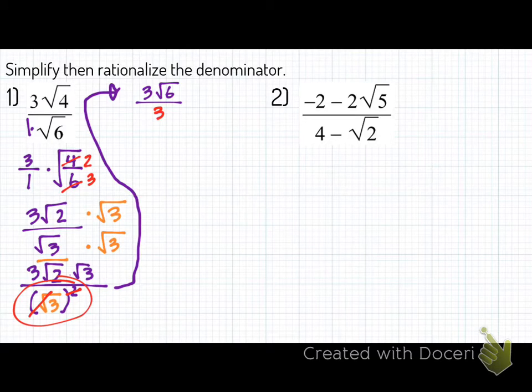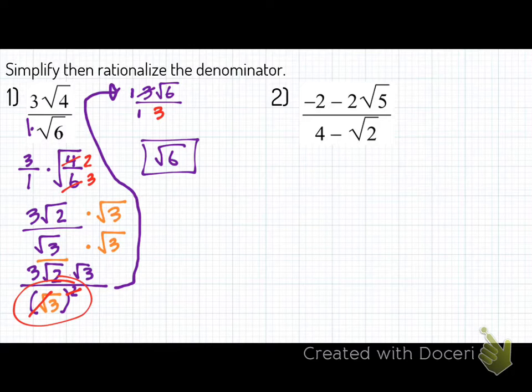Okay? Now, if I look at this problem now, can't I simplify this some more? 3 and 3 cancel out, just leaving 1 and 1. So we got rad 6 all over 1, which is just rad 6. Okay? Does that make sense?